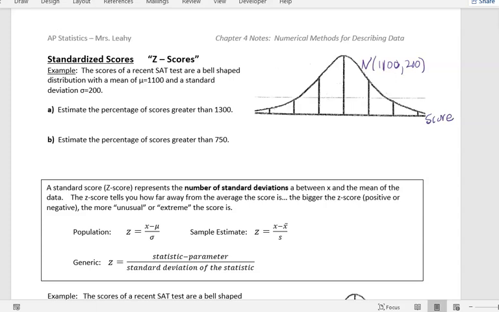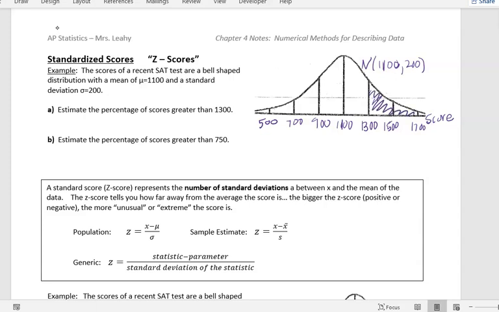All right, so if I wanted to estimate the percentage of scores greater than 1,300, I'd first start off by checking, okay, 1,100, I'm going to go up by 200, plus 200, there's my 1,300. I could go up, that's 1,500 and 1,700. On the other side, I could do minus 200, that gives me 900 and 700 and 500. All right, so estimate the percentage of scores greater than 1,300. I want from 1,300 up.